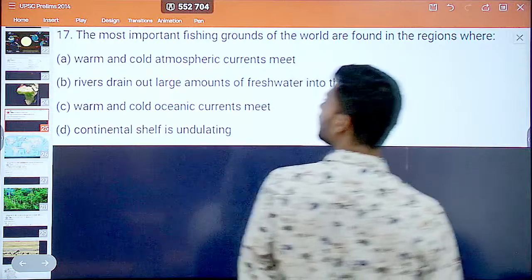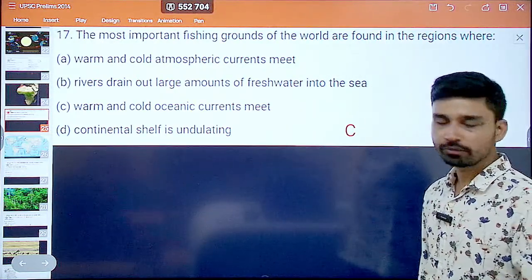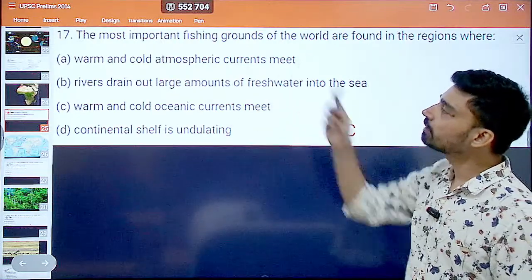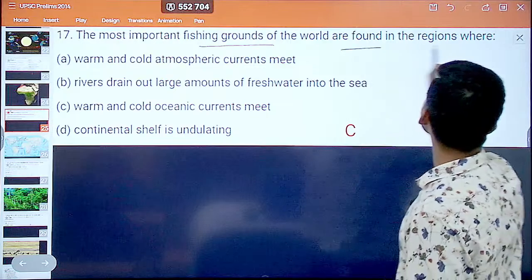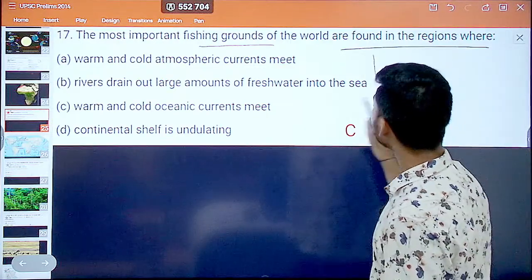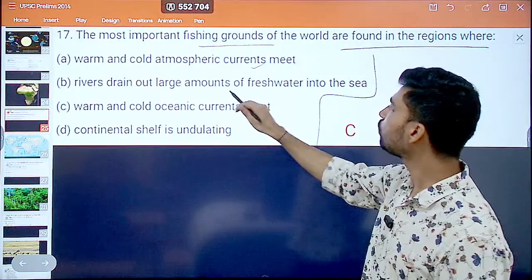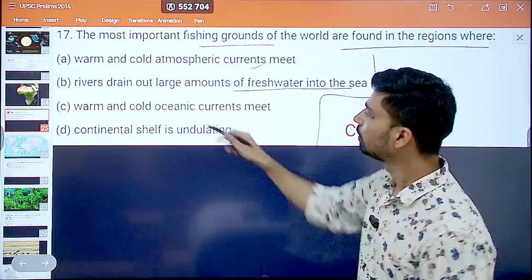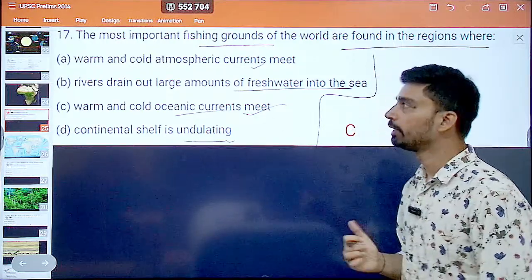Next question is related to fishing grounds, that means we can say it is part of oceanography, and here we are seeing the question is given, the most important fishing grounds of the world are found in the regions where 4 options are given. Warm and cold atmospheric currents meet, rivers drain out large amount of fresh water into the sea, warm and cold oceanic currents meet, continental shelf is undulating.